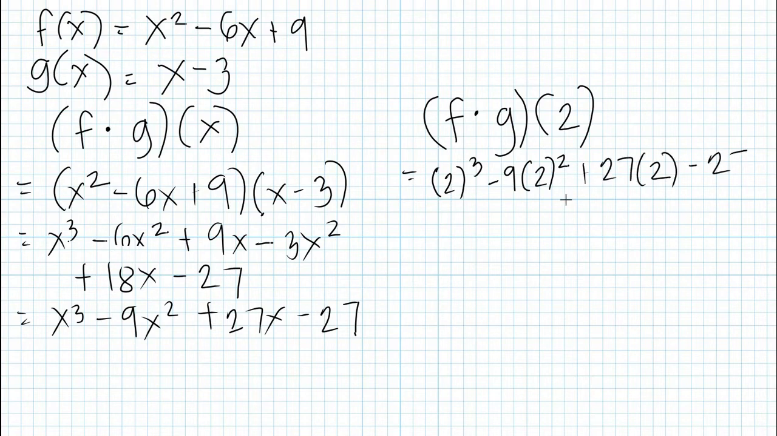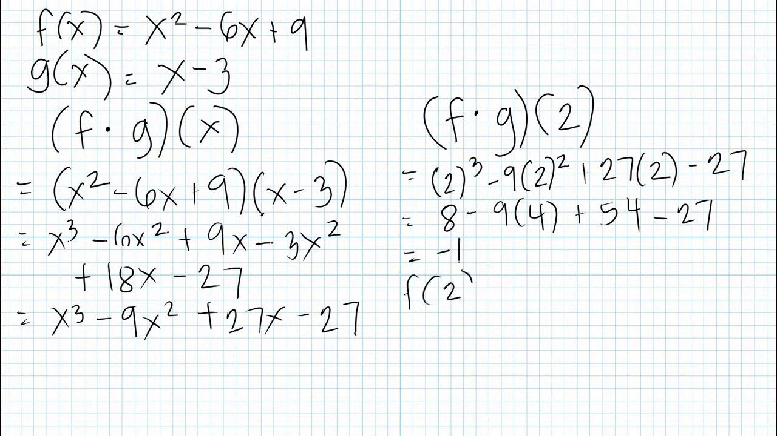Here we can get 8 minus 9 times 4 plus 54 minus 27. If we simplify this, we will get a value which is -1. Now let's try finding f of 2 to prove that it's equal to -1.